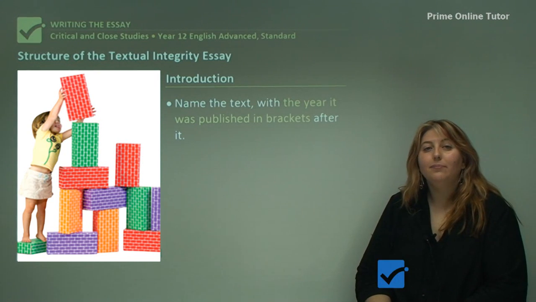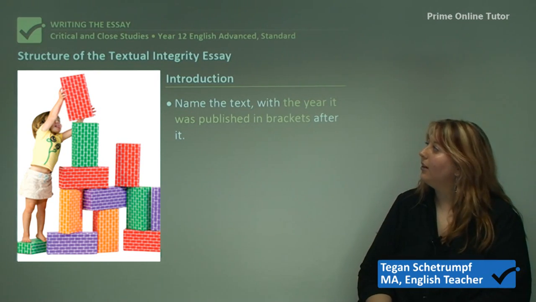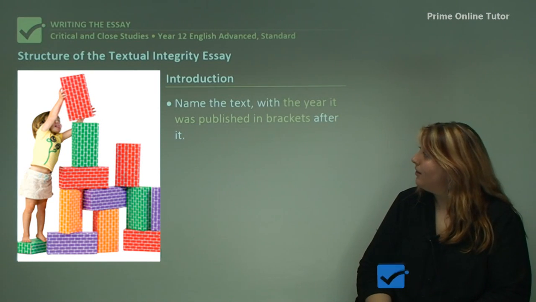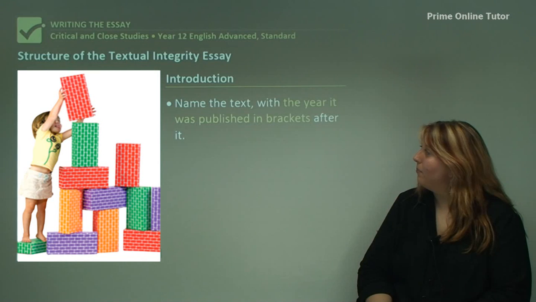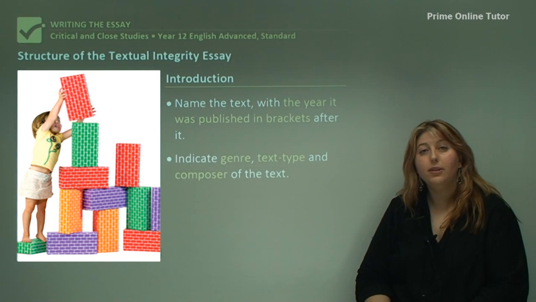Preparing your core essay, let's start with the textual integrity essay and think about how you're going to structure it. So the introduction is very similar to every other introduction. You name the text, you think about the year it was published and put that in brackets after it. You indicate genre, text type and composer of the text.